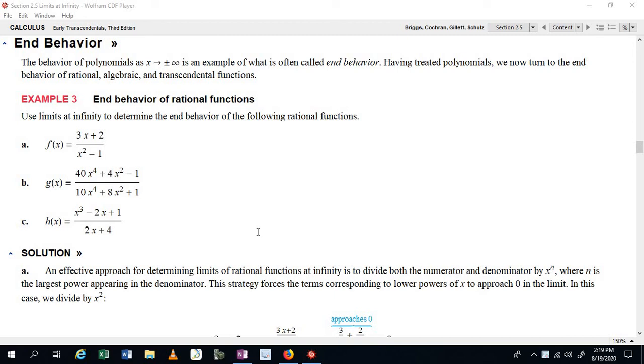Hello again. In this video, we're going to go over section 2.5, part 3, which is about the end-behavior of rational functions. Now, in the last video, we talked about the end-behavior of polynomial functions. So in this video, we're going to focus in on the end-behavior of rational functions. And so let's find the end-behavior for these three rational functions in example 3.